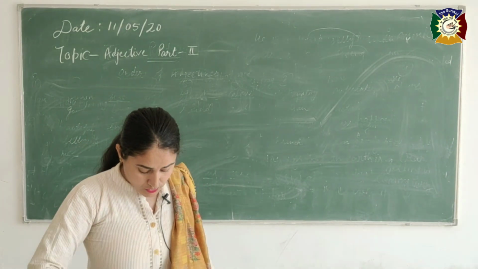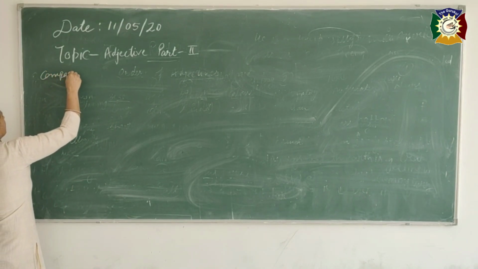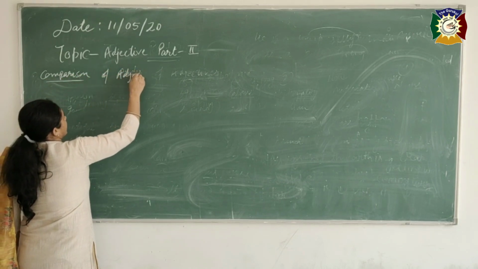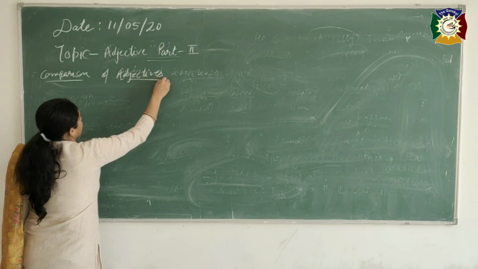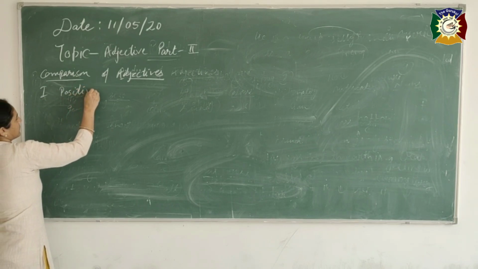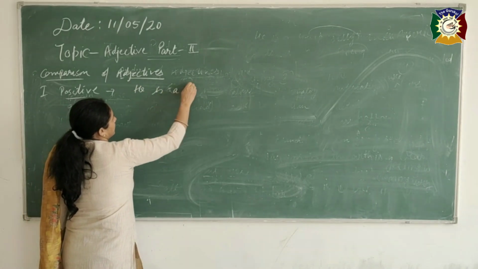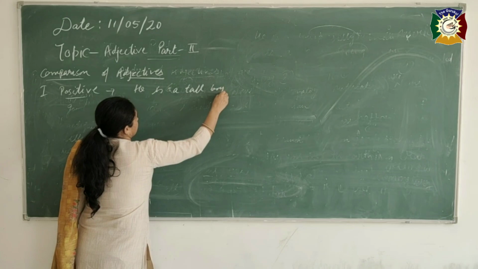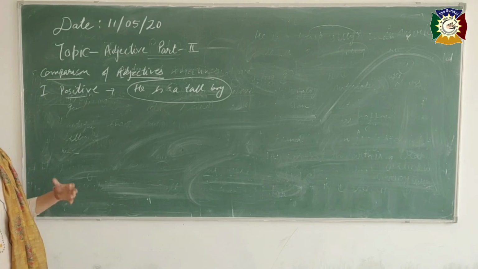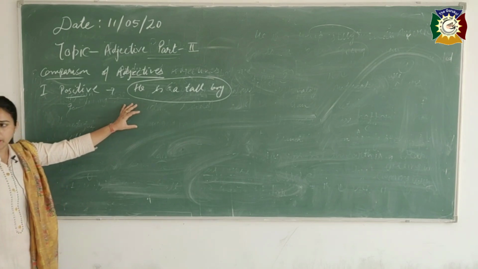So, what we are doing is comparison of adjectives. Generally, it has three parts, mainly positive. It may be like he is tall. Here it doesn't require any comparison. We are talking about a single person. He is a tall boy. He is a good girl. She is an intelligent girl. We need not compare in the positive form.